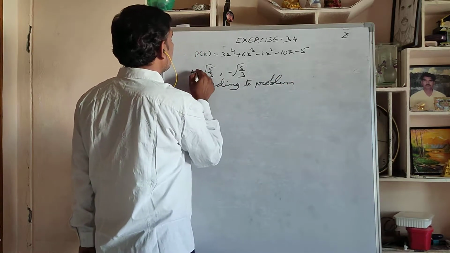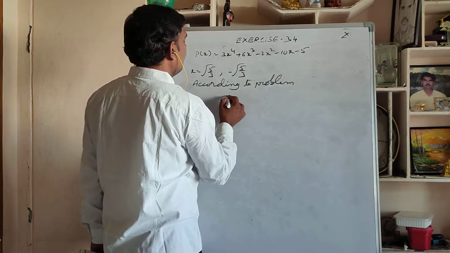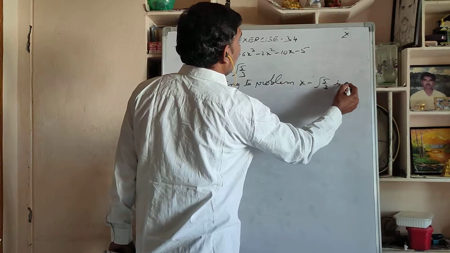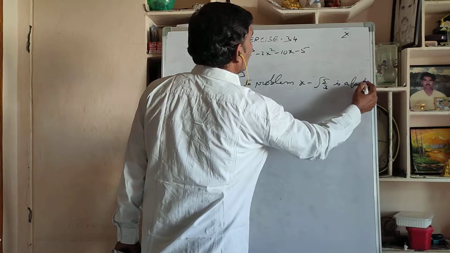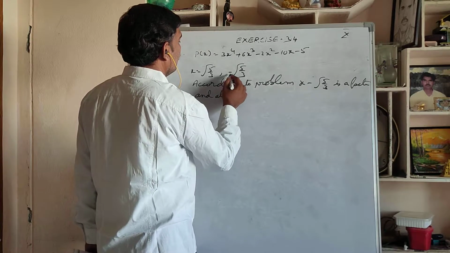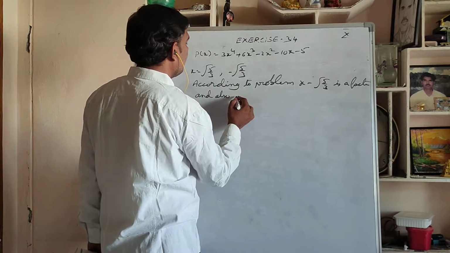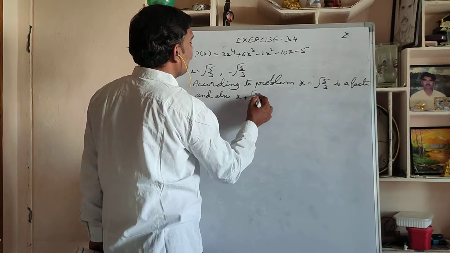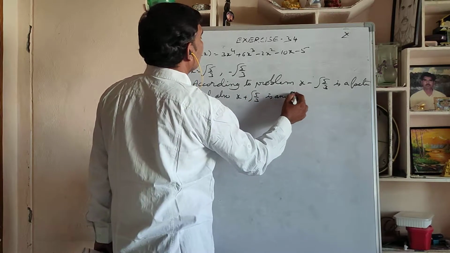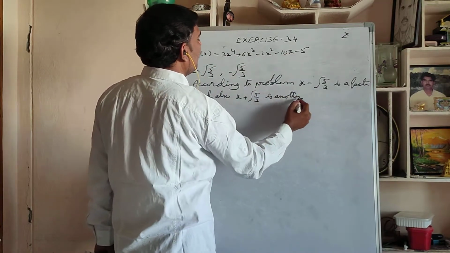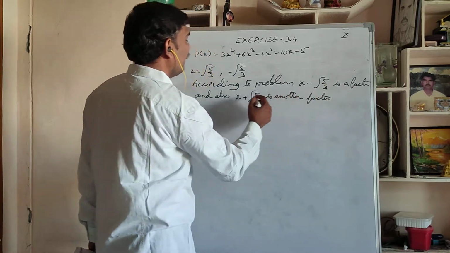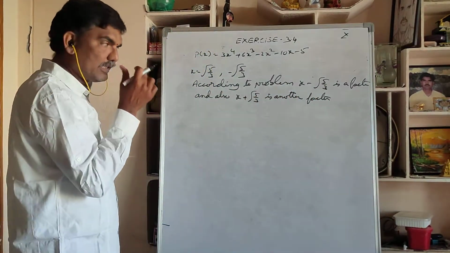Now what you have to do is, according to the problem, x is equal to root 5 by 3 means x minus root 5 by 3 is a factor, and also x is equal to minus root 5 by 3 means x plus root 5 by 3 is another factor. Being x the variable here, 2 factors we got: x minus root 5 by 3 and x plus root 5 by 3.